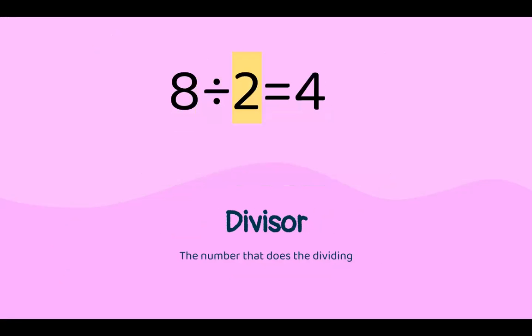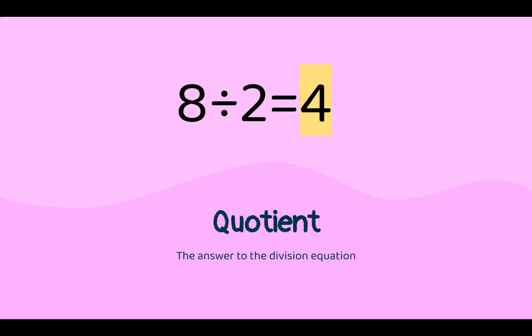Now the divisor, that's the number that does the dividing. That is the smaller number, and that's going to be the second number in your equation. Now remember, this is an equation, guys. Next is the quotient, and that is the answer to the division equation. That is the number you will be getting, and that's the number you want to get.